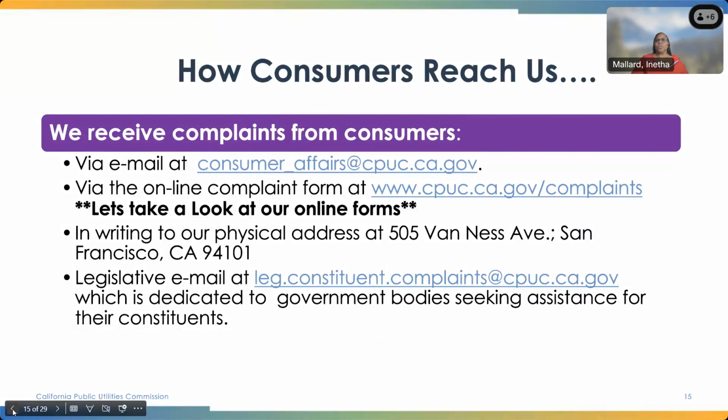So if a consumer wants to write to us, they can also write to our physical address at 505 Van Ness Avenue in San Francisco. And for our consumers that prefer to reach out to their legislative bodies, we have a dedicated mailbox for our constituents, and they can send those inquiries to our LEG inbox, leg.constituent.complaint@cpuc.ca.gov.